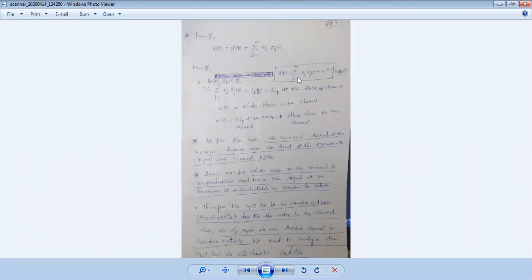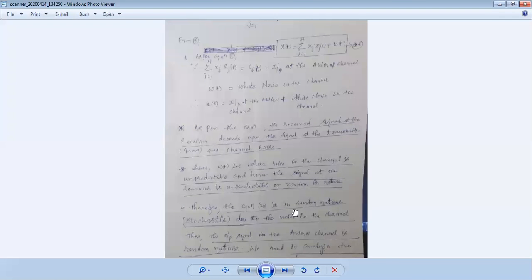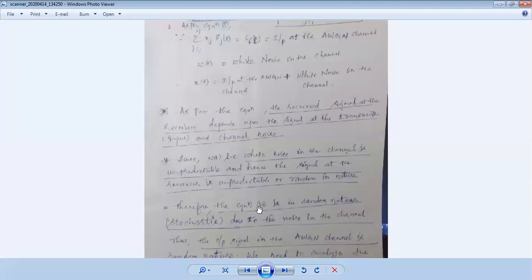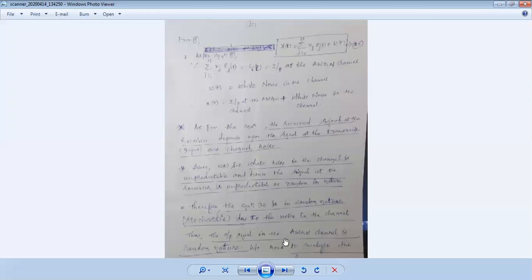Therefore, the output of the signal depends upon the input, which is constant. The white noise, as we mentioned right now, is something random, changing, unpredictable. When you say unpredictable, what exactly does it have to be? Noise changes. So due to the noise changing, this equation has to be analyzed with respect to what? Randomness. That is what we are here for. Equation number 20, that is, the output, is in a random nature, a stochastic condition, due to the noise in the channel. Thus the output of the signal in the AWGN channel is random in nature.